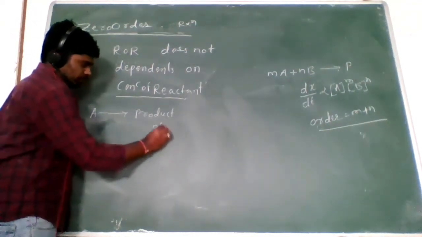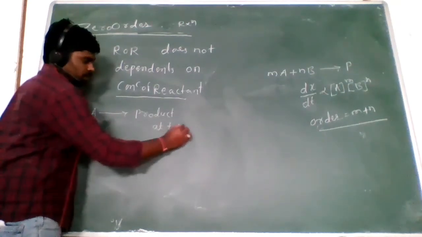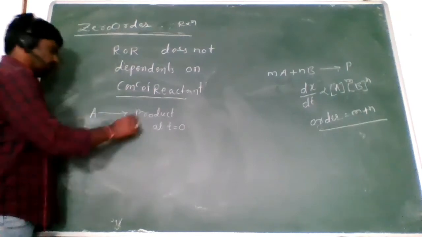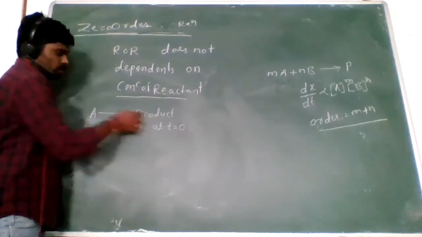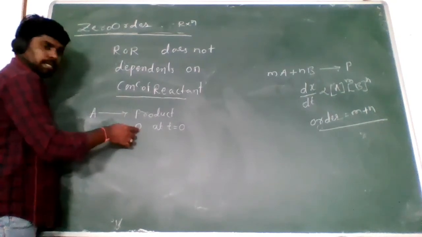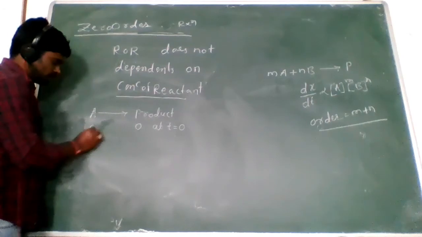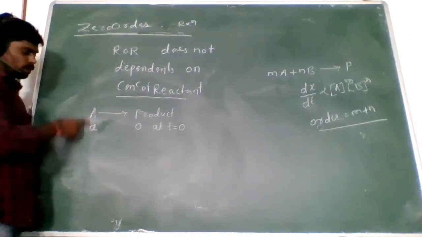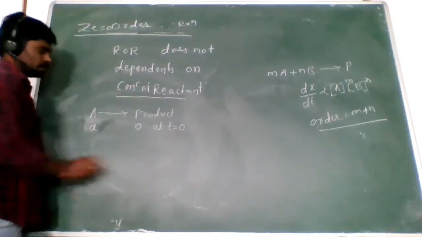At a time t equal to 0, the product is not forming. At time 0, there is no product forming. That's why the product is 0. The concentration of A is small a at t equal to 0.